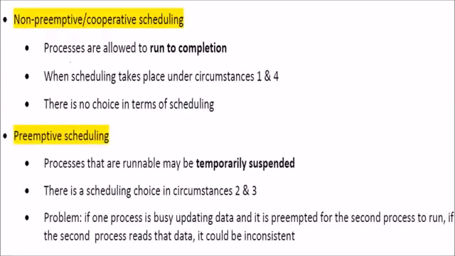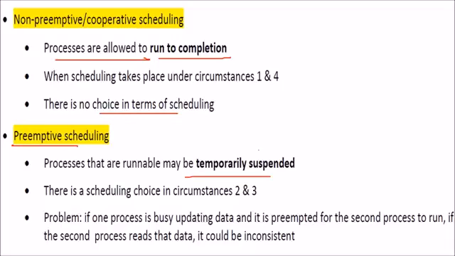In this non-preemptive or cooperative scheduling, the process is allowed to run to its completion. It is never disturbed. It is allowed to complete. And there is no choice in terms of scheduling, because there is no preemption, but we'll see about that also. In preemptive scheduling, even if the process is working, it may be temporarily suspended. From the running state, it can be sent to a waiting state.